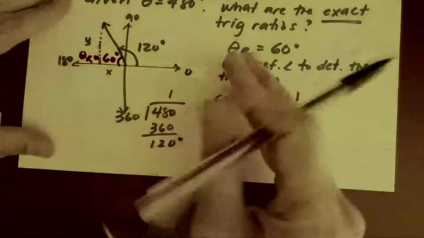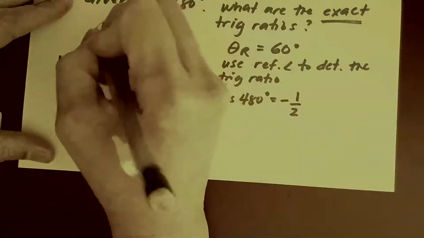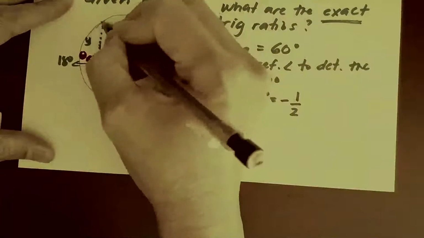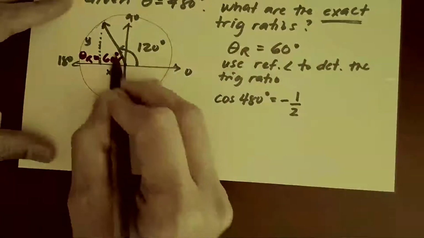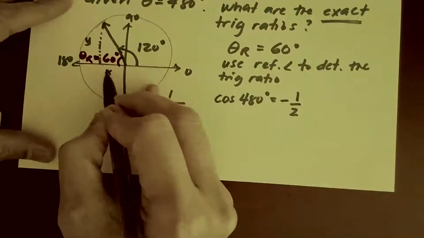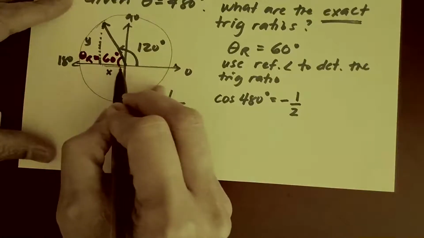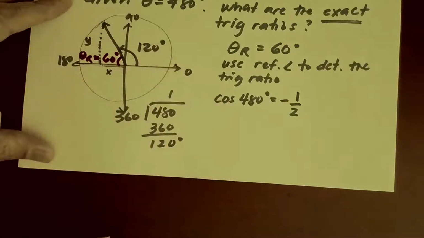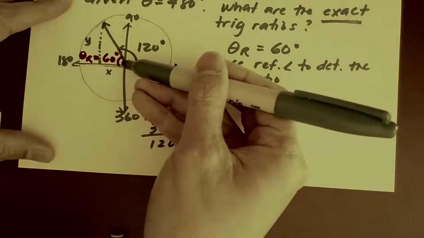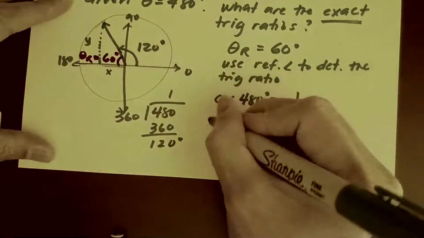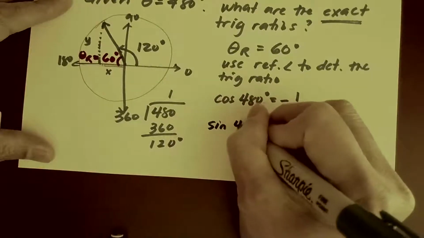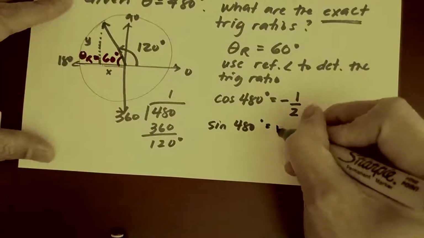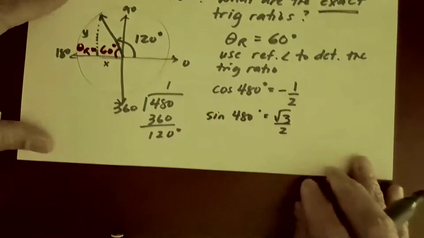If I'm gonna put this into my unit circle, okay, embed it in the unit circle, and this 60 degrees, that's basically about halfway from here to here. This is a 1 unit circle. So this is about halfway, but going to the left, so it's negative 1/2. Sine of 480 degrees, that's the y right there. It's going to be √3/2.